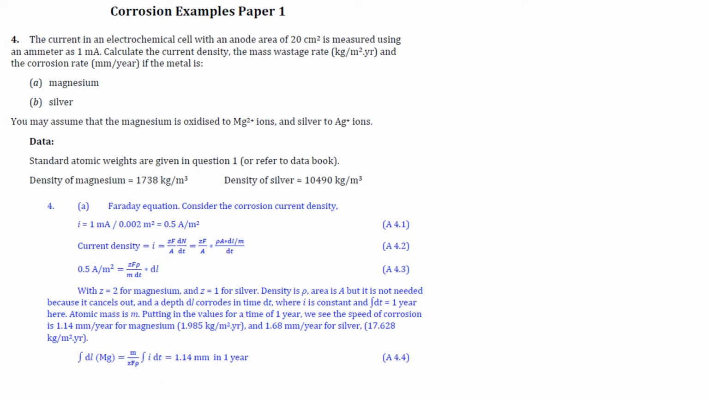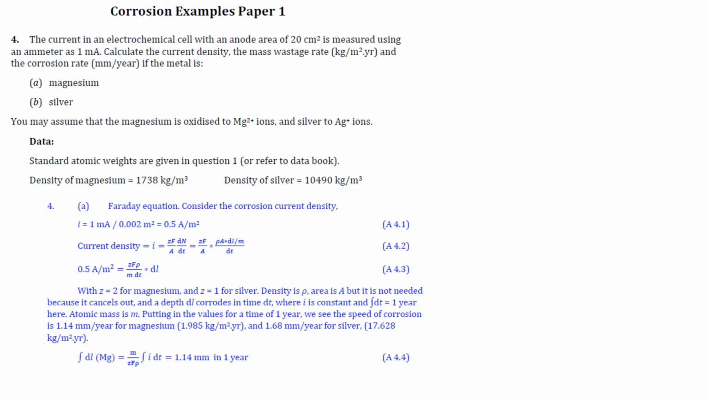Question 4. The Faraday equation. Basically just for this purpose, importantly, you need to be able to convert current density in amps per meter squared into corrosion speed in millimeters per year, which is where you might most commonly find it given in those units, or microns per year for things which are less of a problem.